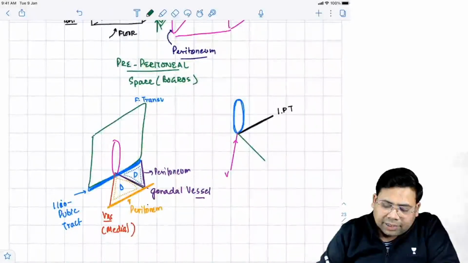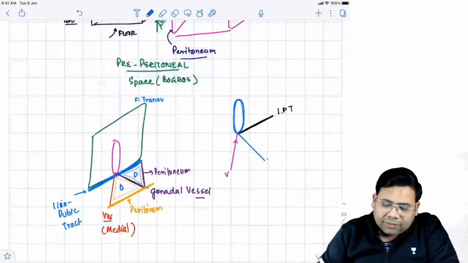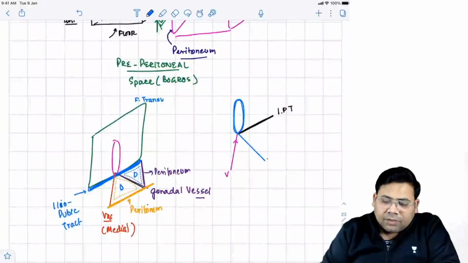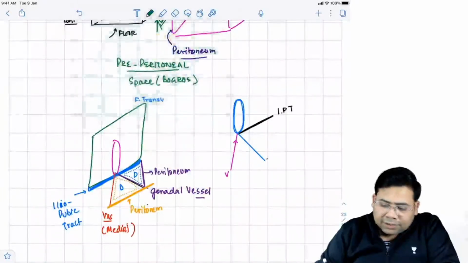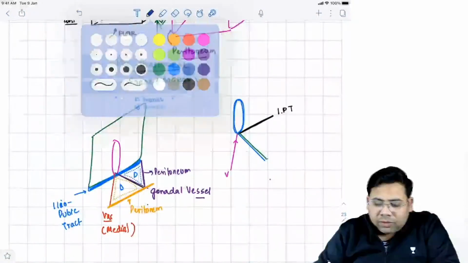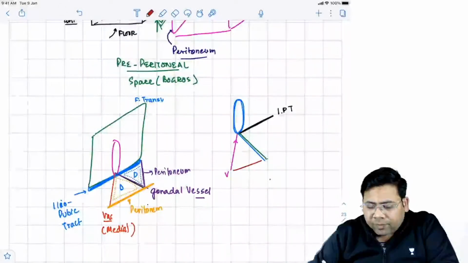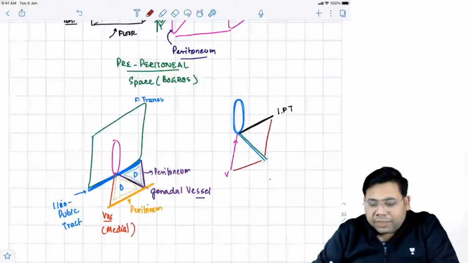Who is entering the canal from the lateral side? The answer is the gonadal vessels. Are you getting this? So this is vas, this is gonadal vessels. Who is present behind? Let's say peritoneum. Can you see the triangle of pain and triangle of doom?